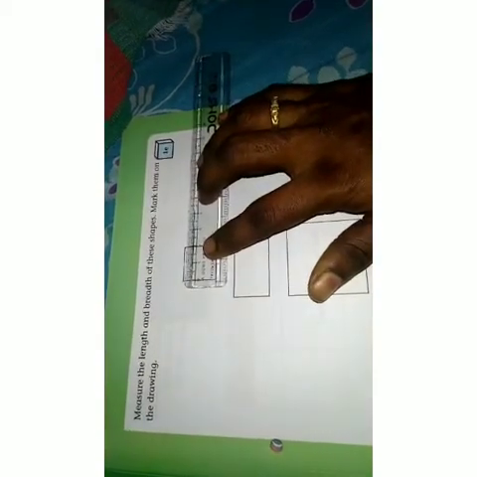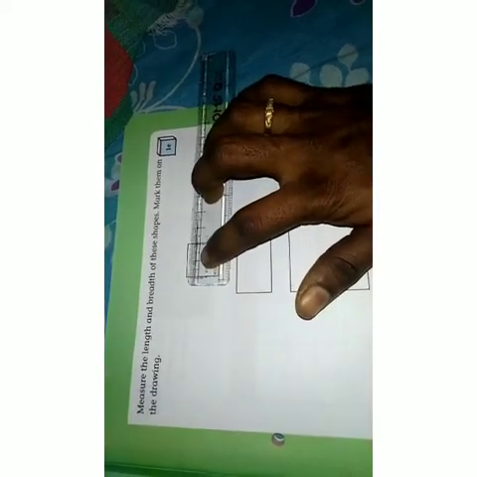So you have to follow this for the second problem. Children, in companion page number 5, we have another problem to do as an assignment today. Measure the length and breadth of these shapes. Mark them on the drawing. Here 4 shapes are given. Look here. 1, 2, 3, 4. So I will explain for the first shape. We have to measure the length and breadth of the given shape. By using the scale, you have to measure the length of the shape.